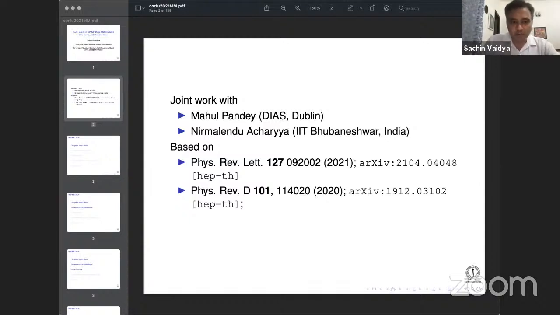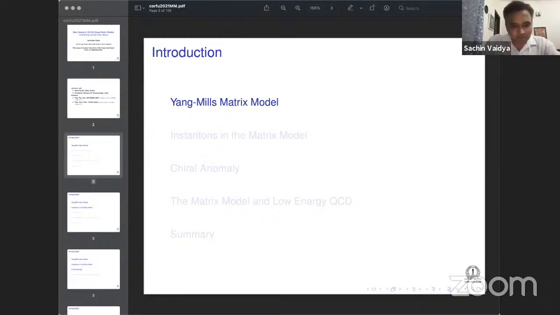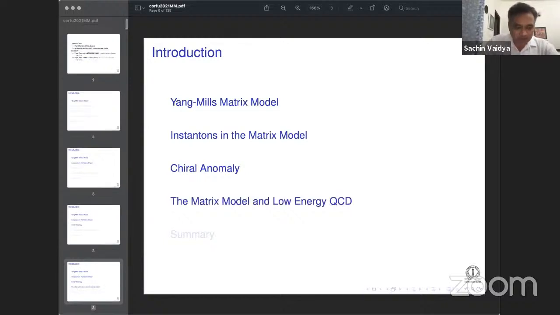Okay, so I'll start off with the anomaly. But before I do that, this is the outline of my talk. I'll briefly introduce the matrix model. I'll show you that there are instantons in this model. And when you couple fermions, then I will show you that there is a chiral anomaly. In particular, when you couple massless fermions, there is a chiral anomaly that develops. And I will discuss the implications of this particular result and of matrix models in general to low energy QCD. And I hope to end with maybe a discussion of where we can go from here.